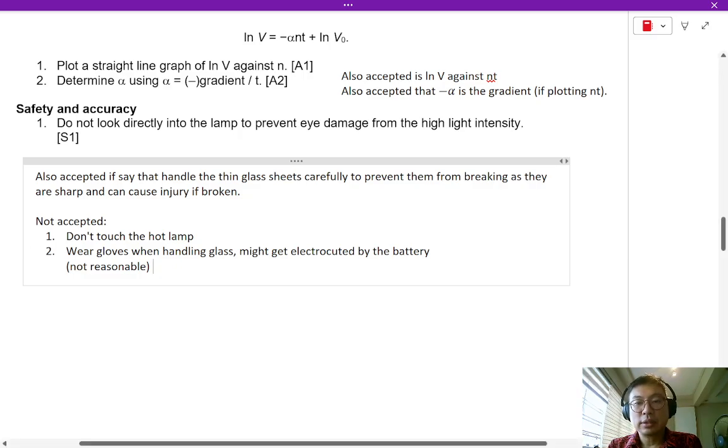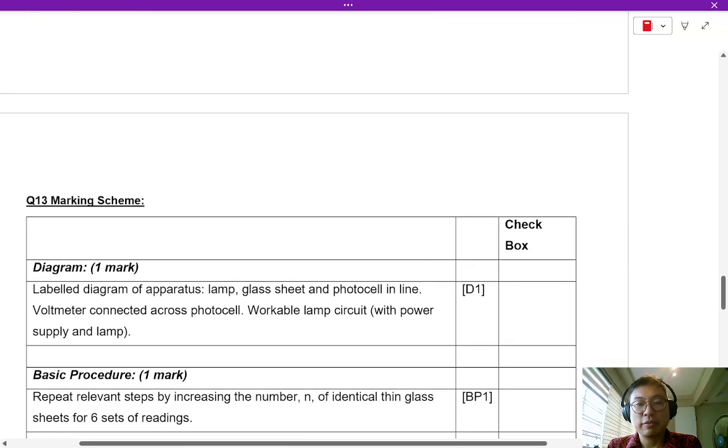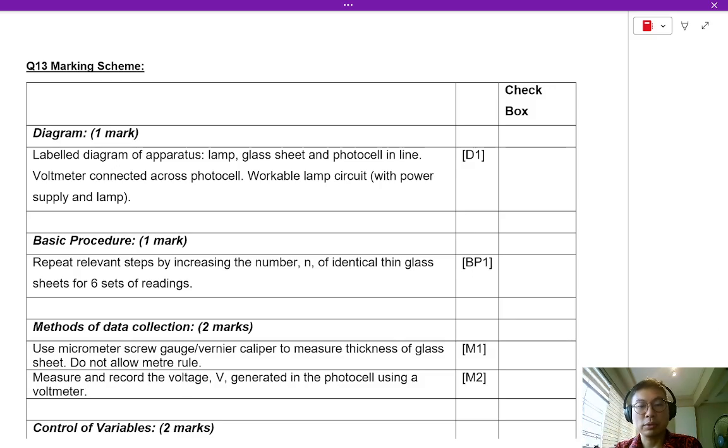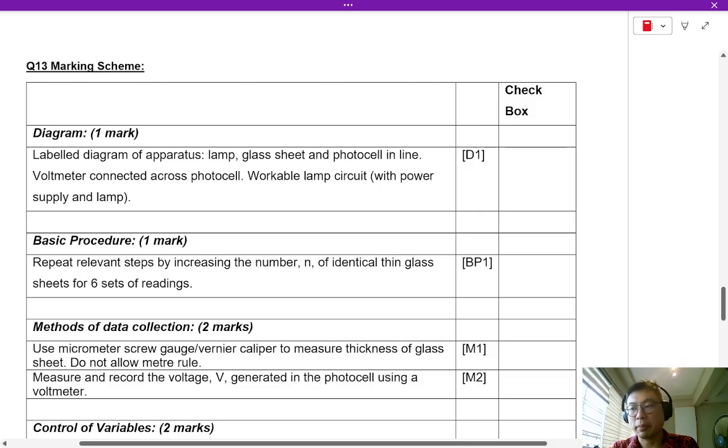Okay, so let's take a look at your final mark scheme. This mark scheme is for you to tick off to see which marks you're supposed to get. It may not be listed in order of writing. You won't be writing your practical according to this mark scheme because the mark scheme is not the model answer. Over here, if you get a diagram with the lamp, glass sheet, and photocell in line, voltmeter across the photocell and a workable lamp circuit with power supply, you get one mark.